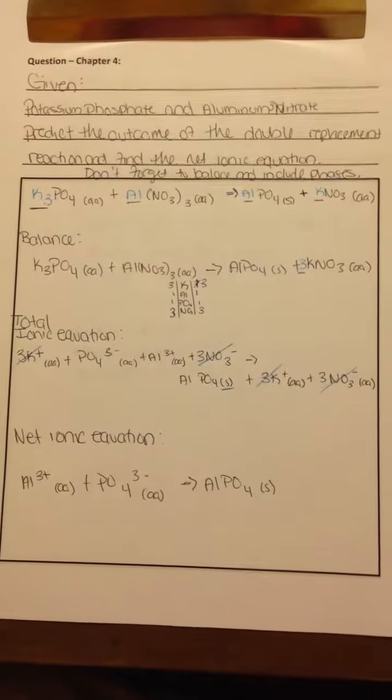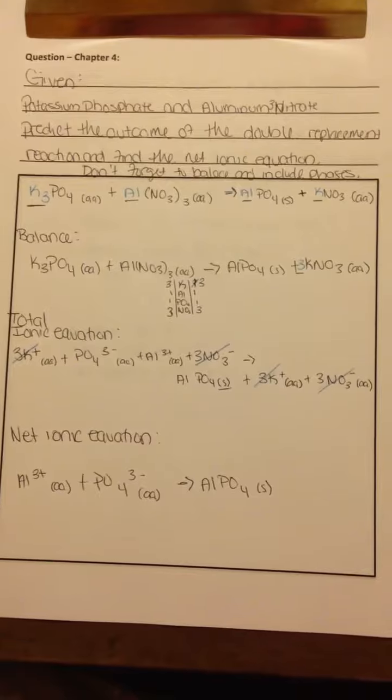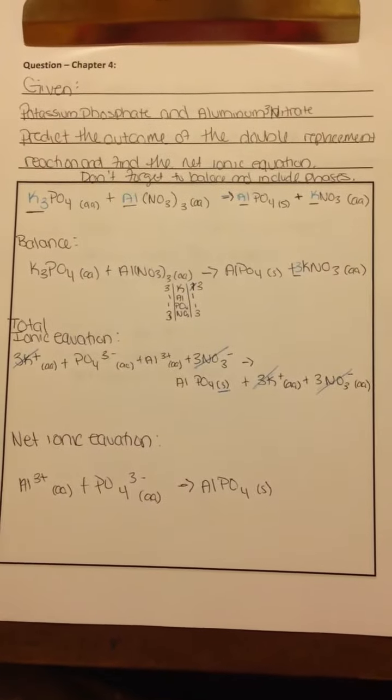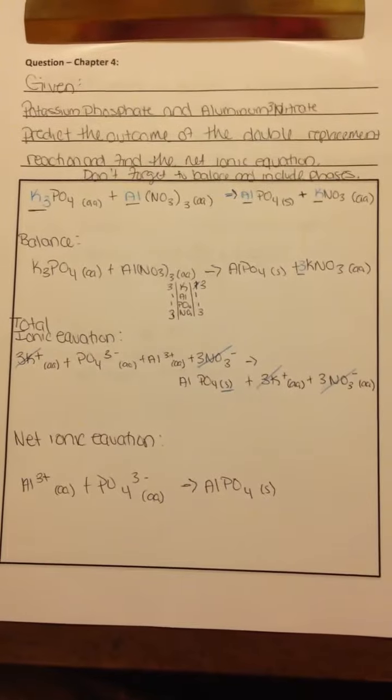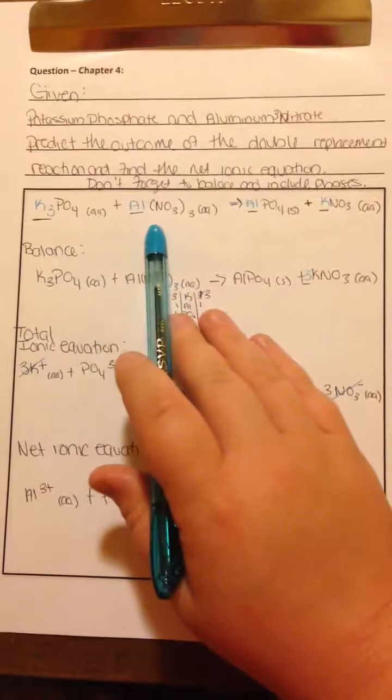This question comes from chapter 4. If you're given potassium phosphate and aluminum nitrate, predict the outcome of the double replacement reaction and find the net ionic equation. I gave the hint of don't forget to balance and include phases. So you've got your potassium phosphate and your aluminum nitrate.